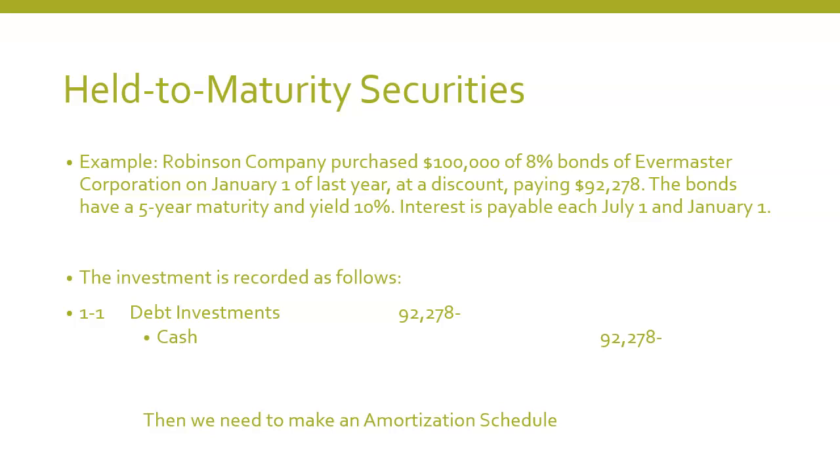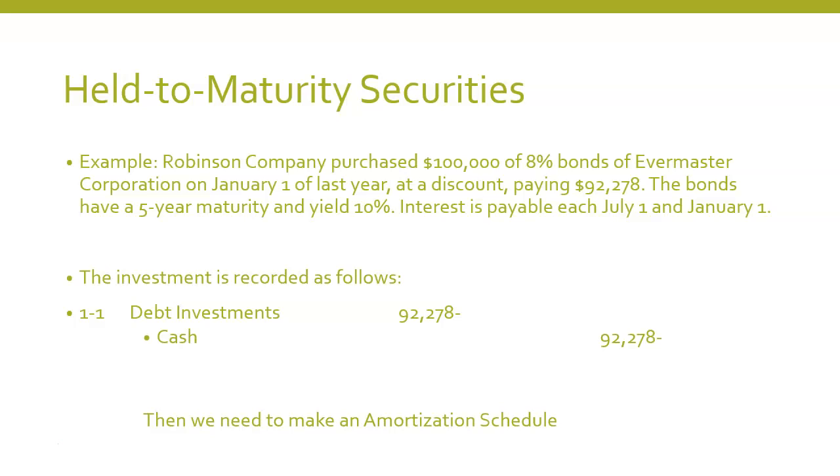Okay, so here is an example of a held-to-maturity security. Robinson Company purchased $100,000 of 8% bonds of Evermaster Corporation on January 1st of last year at a discount, paying $92,278. The bonds have a 5-year maturity and yield 10%. Interest is payable each July 1st and January 1st. So the investment is recorded at what we actually had to pay for it. We're going to debit debt investments and credit cash for the $92,278.